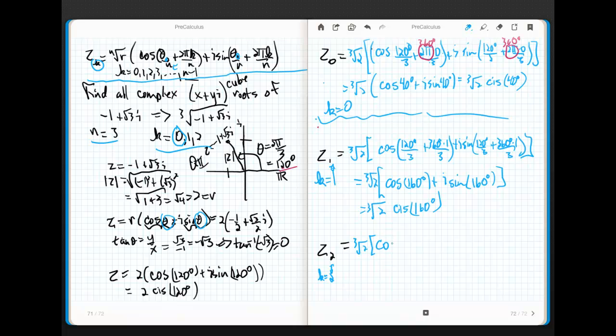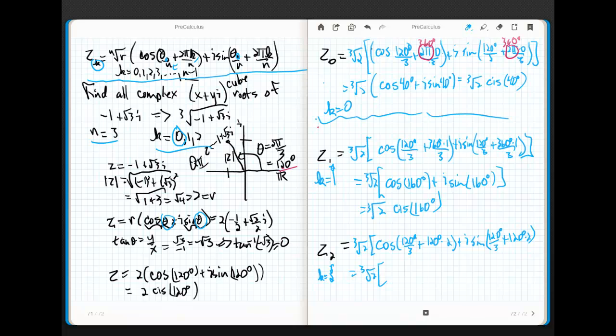I'm gonna finesse this guy a little bit more. So I'm going to have 120 degrees divided by 3 plus, now 360 divided by 3 is 120. So really we're doing 120 degrees times 2, right? Because there's our K right there. So times 2 plus i sine of 120 degrees divided by 3 plus 120 degrees times 2. And then we're off to the races. Cube root of root 2.